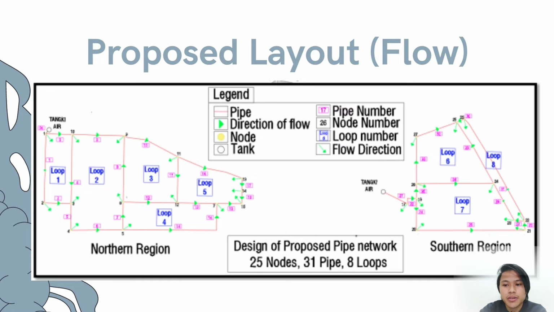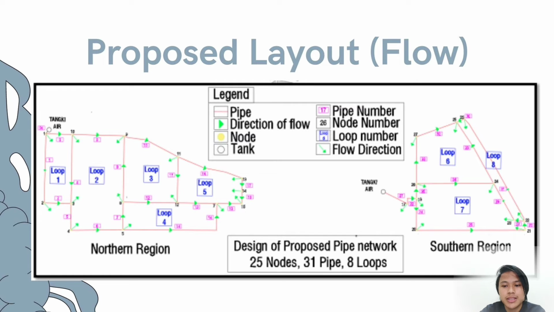Therefore, we divide the area into two parts, each with its own water tank. This will fulfill the required residual pressure and the unit head loss. This first plan shows the flow of the nodes and which section the water will be provided to. The information about the loop is as shown in the legends above.